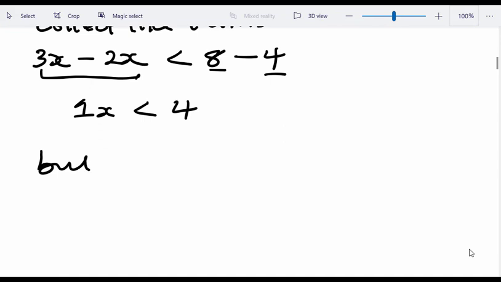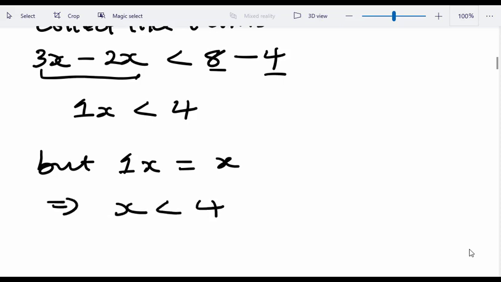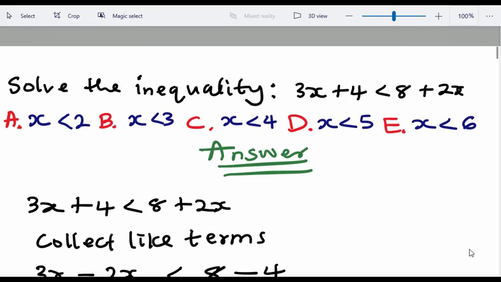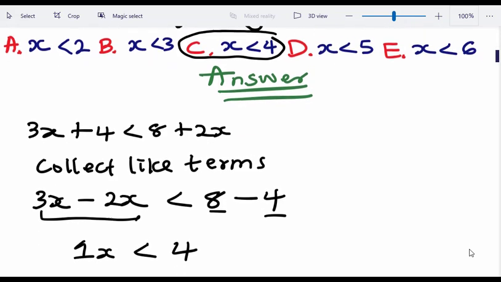But keep in mind that in mathematics, 1x is the same thing as x. So it implies that x is less than 4. Now pay attention to the entire thing, more especially this less than 4, because if you miss the sign, it will be a serious issue. So option C is good to go. So that's the answer, x less than 4.